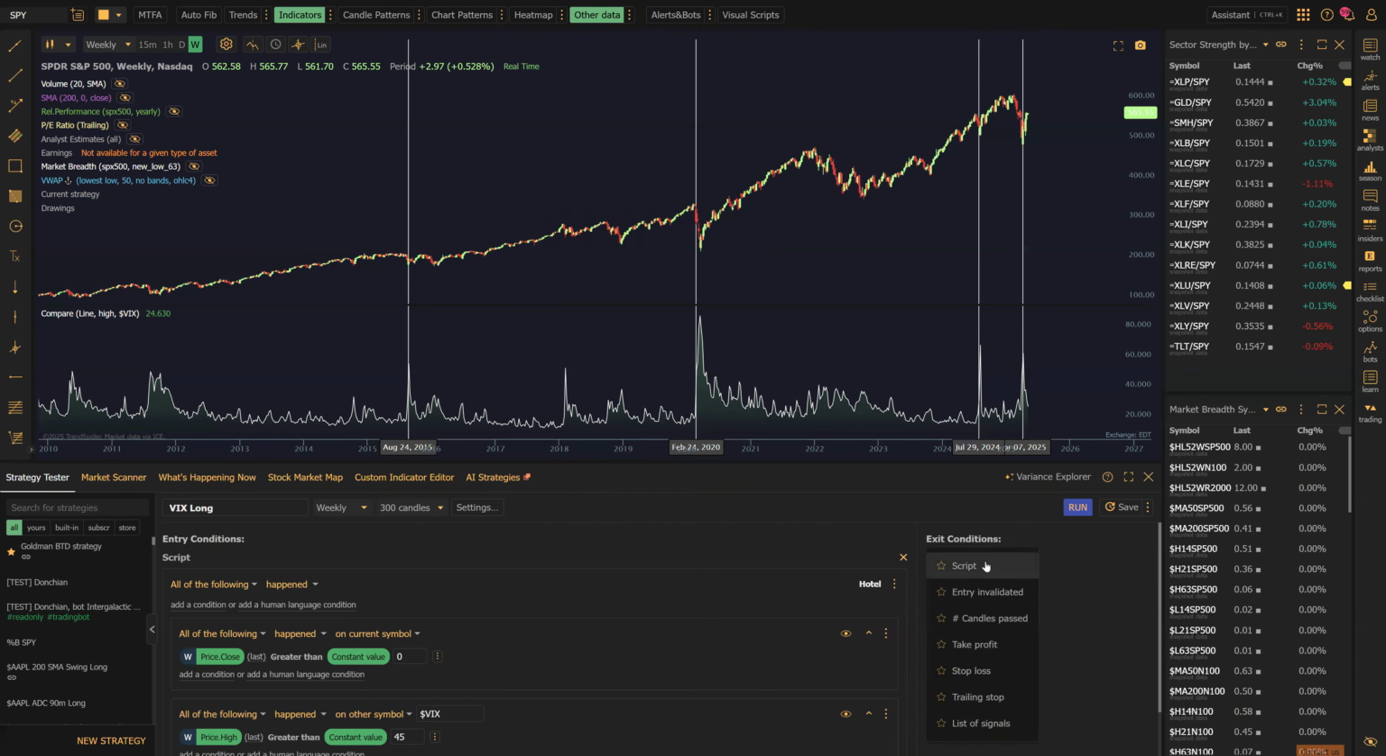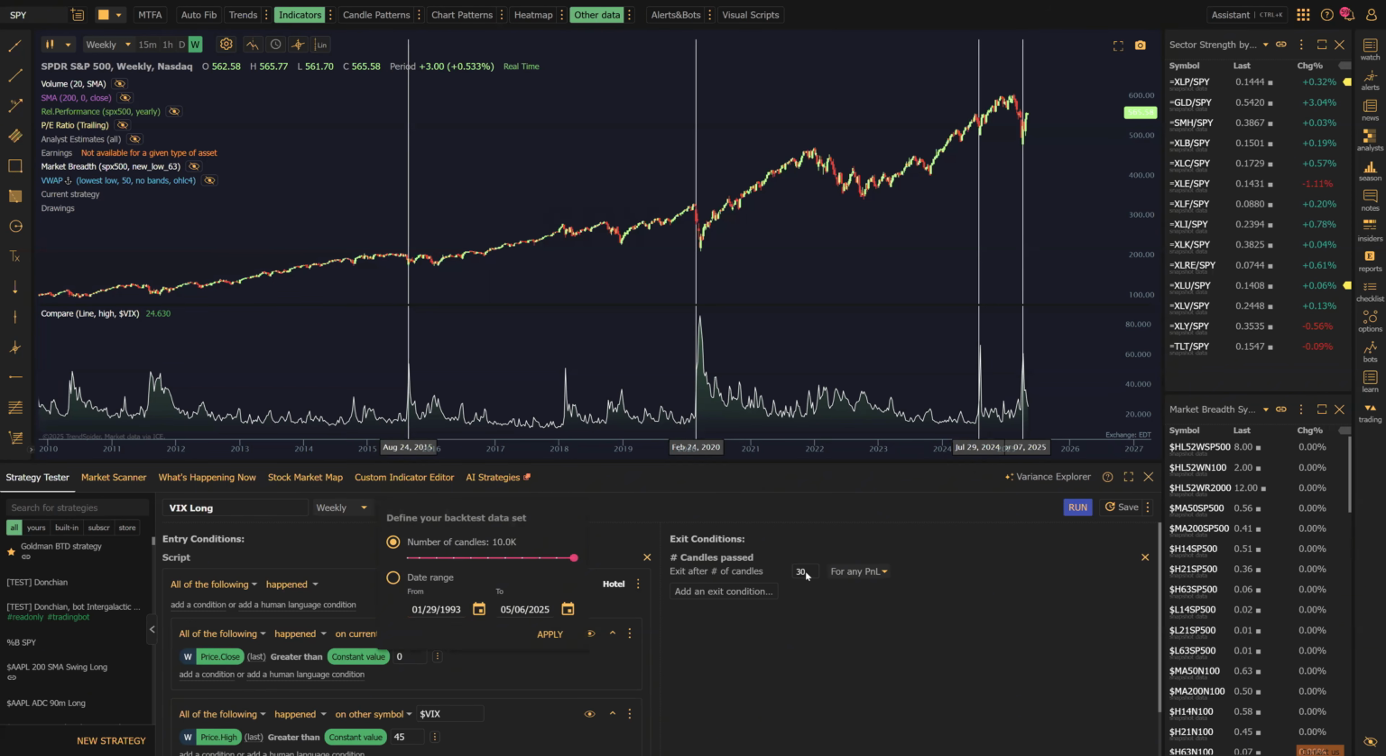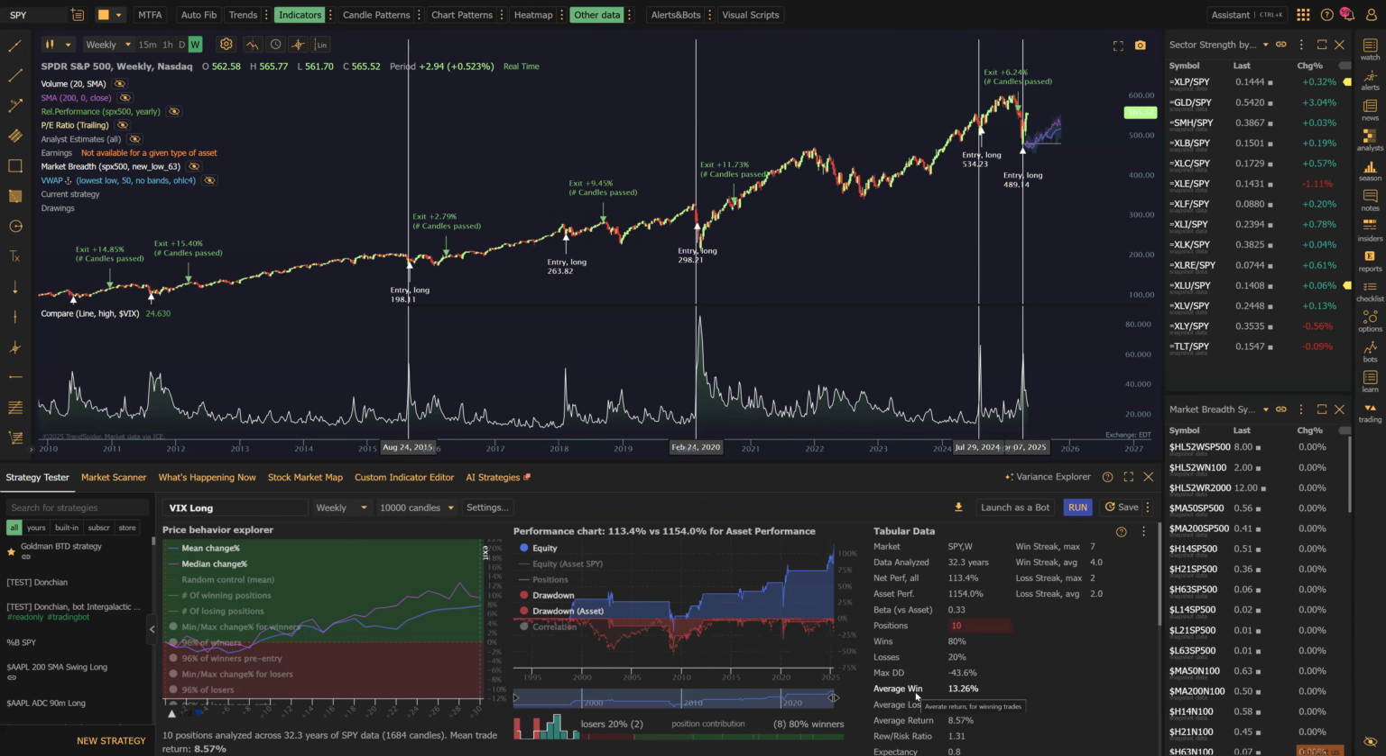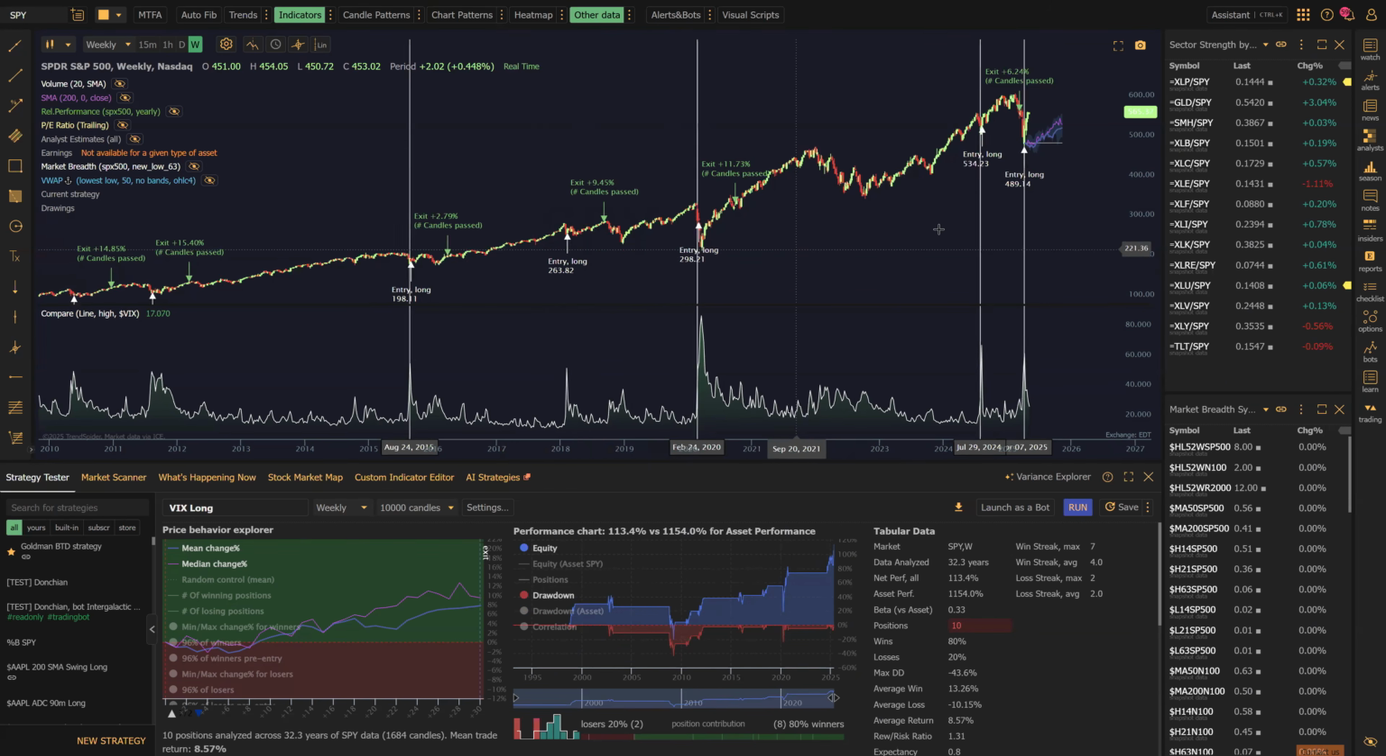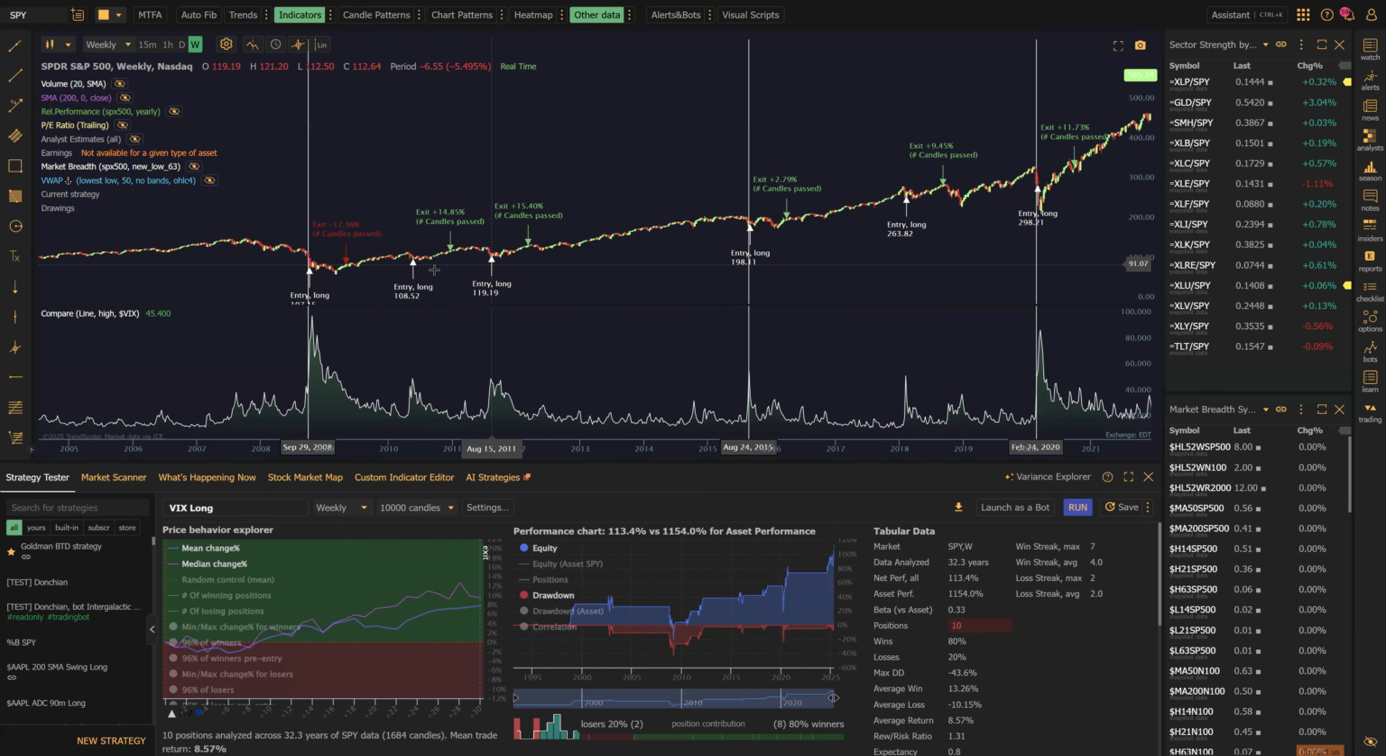For the exit, which you have to set as well, we're just going to do, just for this test, 30 weeks, 30 candles on the weekly. Then we're going to test this as far back as we can, all the way back to 1993. Hit apply, and it's going to run a backtest here that simulates going long on the SPY whenever the VIX spikes. So as you can see, right next to our vertical lines that I just drew, all of these entry points happen, and then it exited 30 weeks later.